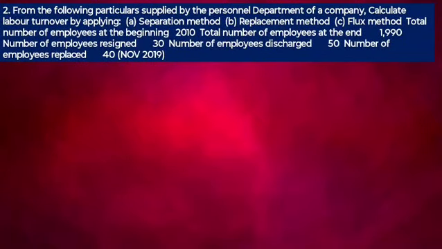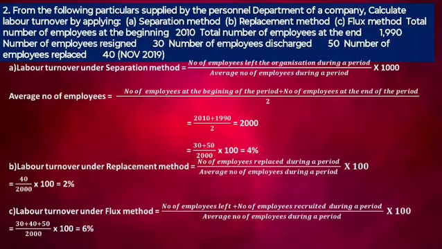From the following particulars supplied by the personnel department, calculate labor turnover by applying separation method, replacement method and flux method. The total number of employees in the beginning is 2010. The total number of employees at the end is 1990. Number of employees resigned is 30. Number of employees discharged is 50. Number of employees replaced is 40. This question has appeared in November 2019.